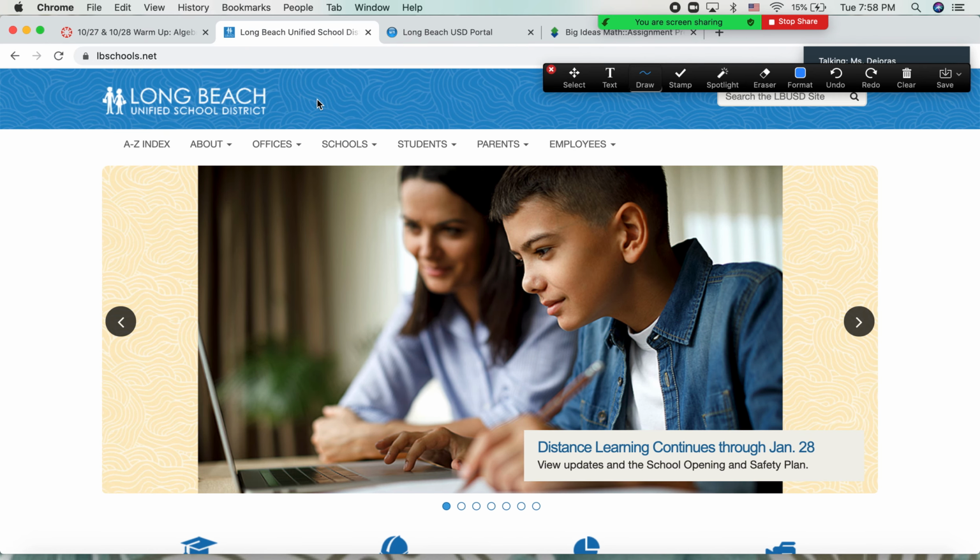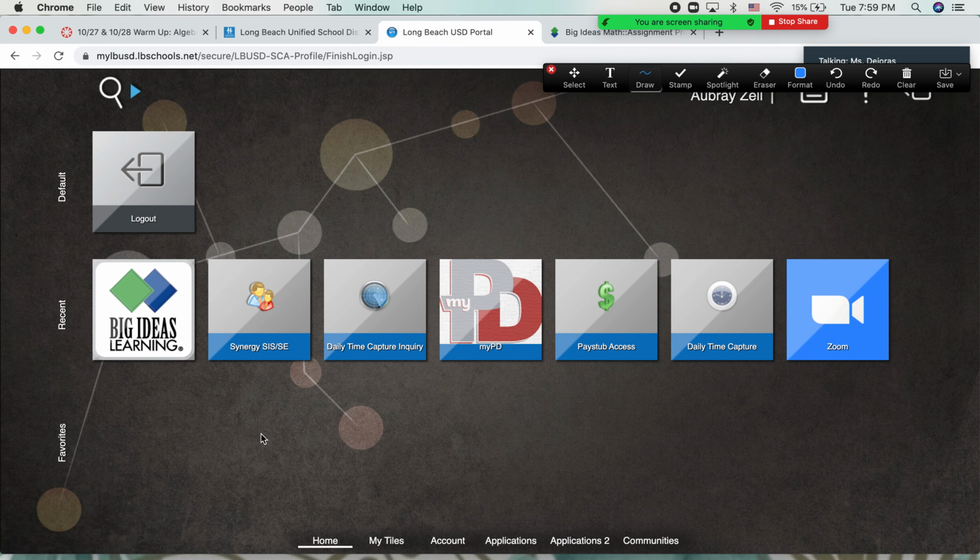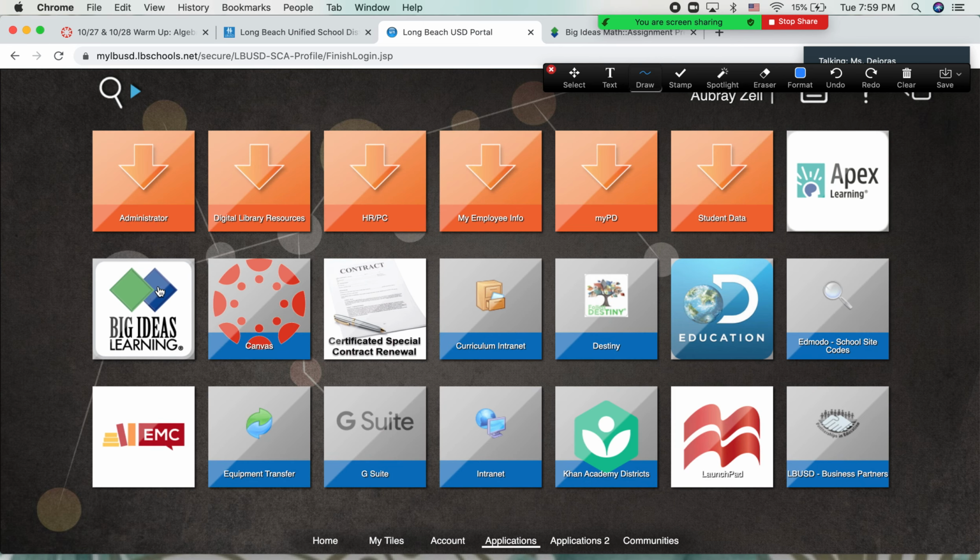To get to our Big Ideas assignment, we should be going to lbschools.net. And that is how you're going to get to your student portal, by hovering over students and going to your student portal. I will go now to my portal. And this is my portal. And if your Big Ideas, if you haven't used it recently, then it won't show up here. If it does not show up, you're going to go ahead and go to Applications at the bottom here. Applications. And you'll see Big Ideas there. You can go ahead and click on it.